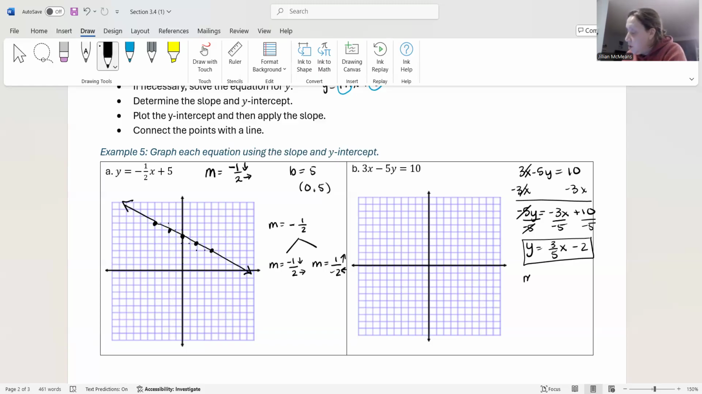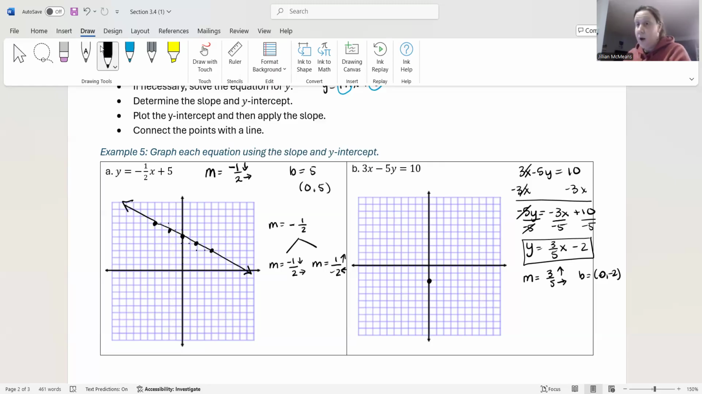So remember, once you solve for y, the coefficient of x is your slope. So this tells me to go up 3 and then to the right 5. And then my y-intercept is 0, negative 2. Okay? So we want to plot 0, negative 2 first. You always have to start with a point you know is on the line. So 0, negative 2 is right here.